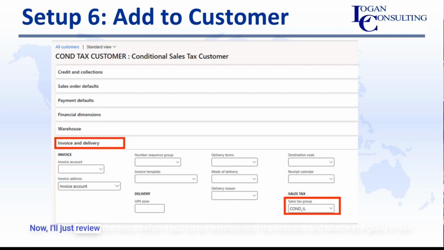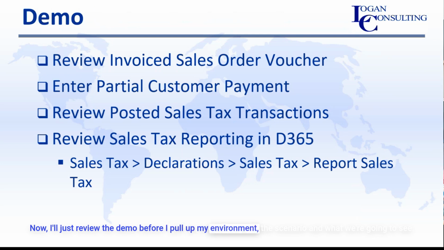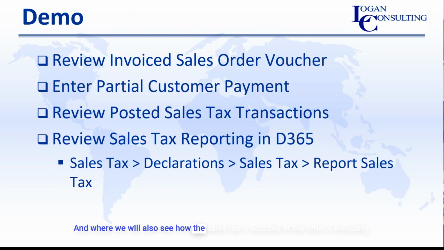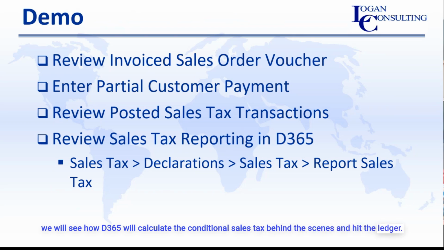So now I'll just review the demo before I pull up my environment, the scenario and what we're going to see. In my demo, we will look at an invoiced sales order voucher. This is where we are going to see that 2291, the sales tax awaiting settlement account, get used, and where we will also see how the sales tax is accrued at the time of invoicing. I'm going to be showing the sales order voucher, so that will make more sense in a minute. And then we will actually enter a partial customer payment and post it. We will see how D365 will calculate the conditional sales tax behind the scenes and hit the ledger.